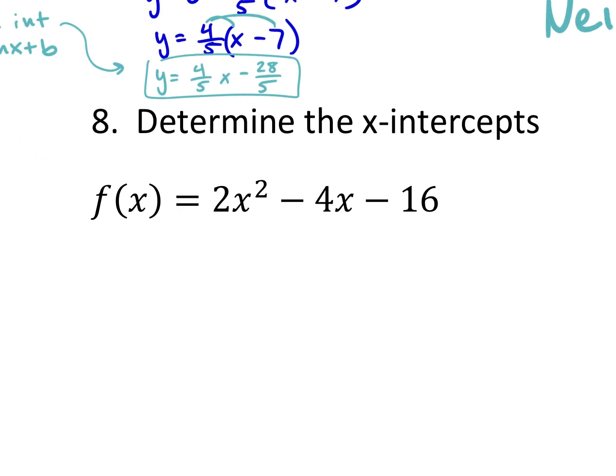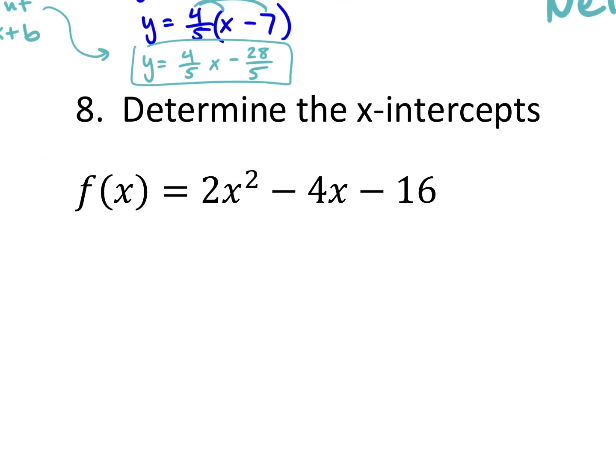Number 8 says determine the x-intercepts. X-intercepts, zeros, solve. These all mean the same thing. We're going to change our f of x to be 0 and just solve for x. What would we do to solve for x here?